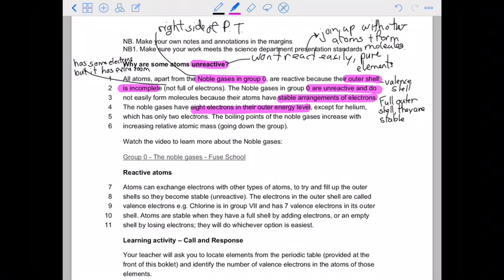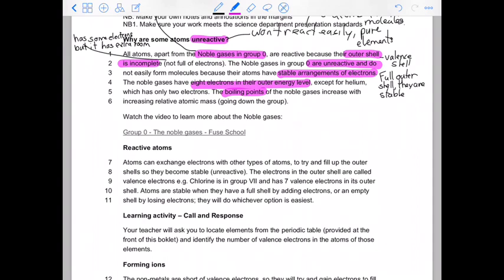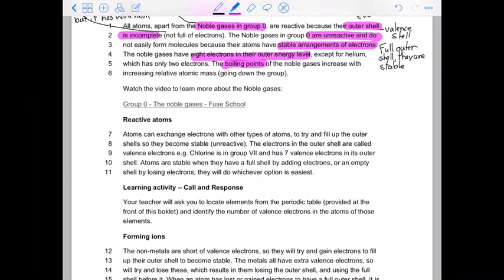So another thing to keep in mind is the boiling points of the noble gases increase with increasing relative atomic mass. So as they go down the group, their boiling point increases. So they boil at a higher temperature. So I'd like you to pause this video for a minute, go in and look at this video about the noble gases, take some notes on that, and then come back to this one here.